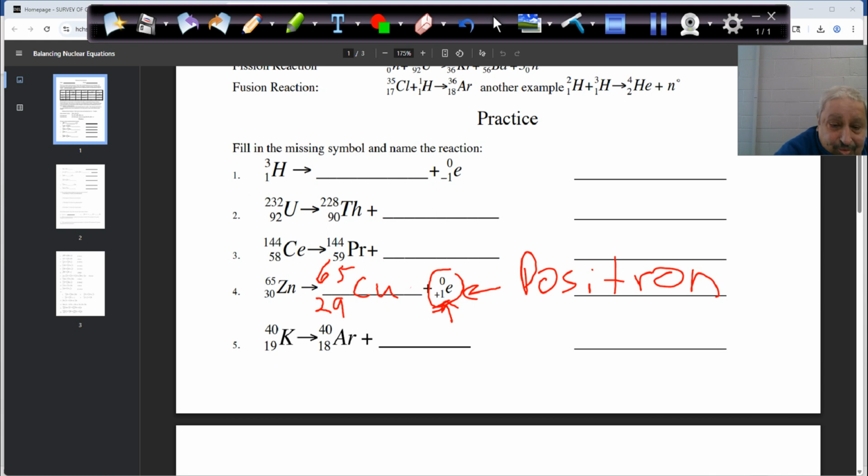Okay, so we can leave this one here. Let's do 5. What will be coming out of X here? The top atomic mass will be what? 0. Atomic number is what?